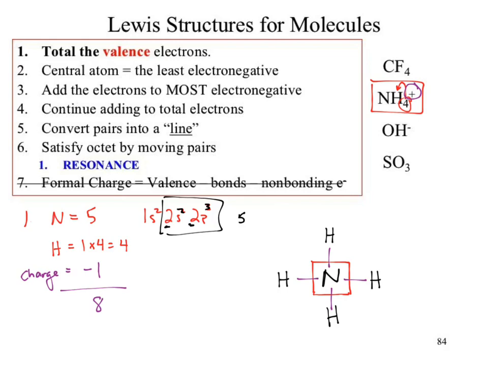Satisfy octet. Rule 6, everybody's favorite rule. How many electrons around this hydrogen? 2 electrons. But it says the octet rule. Don't I need 8? Hydrogen only has 2 electrons, period. It's in that first row. It can only hold 2 electrons. That hydrogen is okay. How about the next hydrogen?